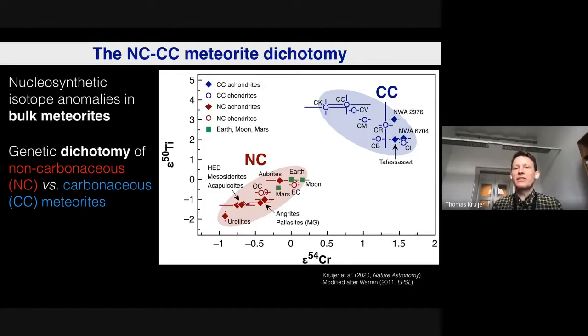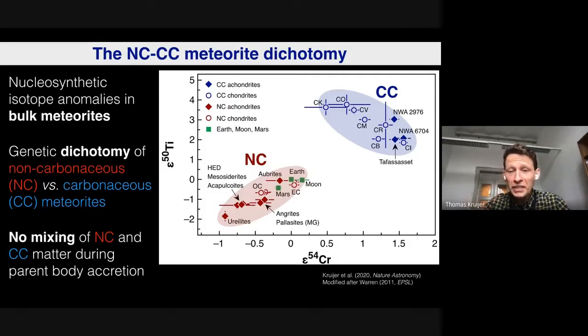And based on this, it has been concluded that we can speak of a genetic dichotomy between so-called non-carbonaceous and carbonaceous meteorites, NC and CC meteorites. And the basic observation that can be made based on this diagram is that there was no mixing, or at least not very efficient mixing, during the formation times of these meteorites, during the times that these meteorite parent bodies accreted.